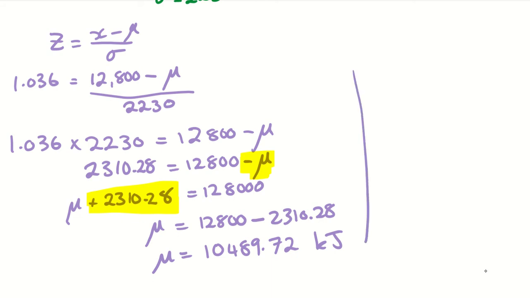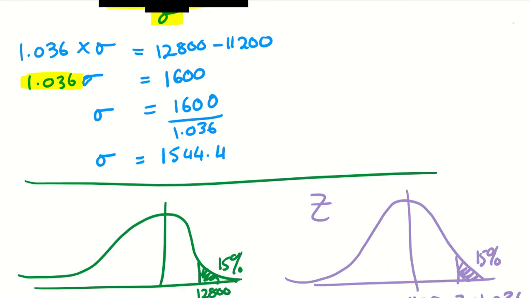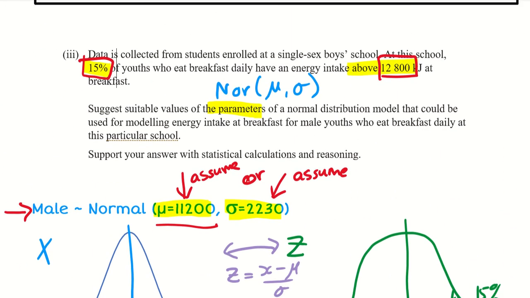So this is my other possibility, that I have a normal distribution with a mean of 10,489 kilojoules and a standard deviation that I assumed of 2,230. Both of those models will meet the criteria that we were told of 15% of youth having a daily energy intake of above 12,800 kilojoules.